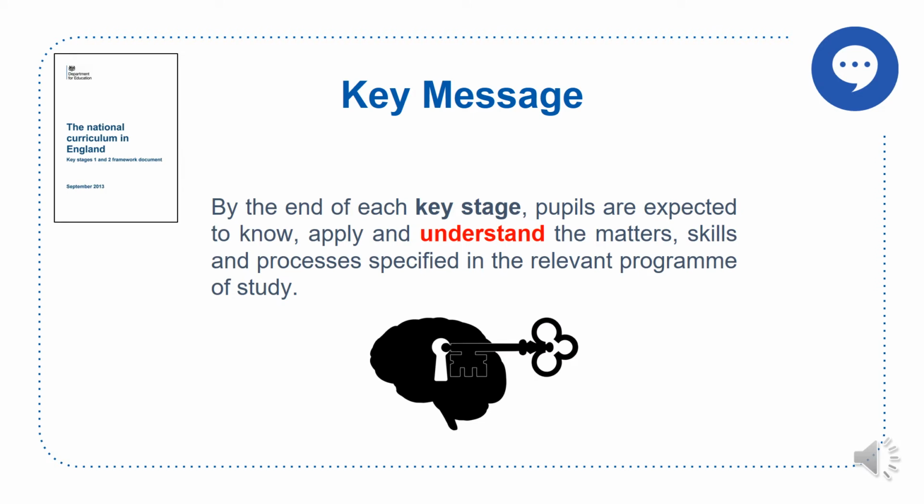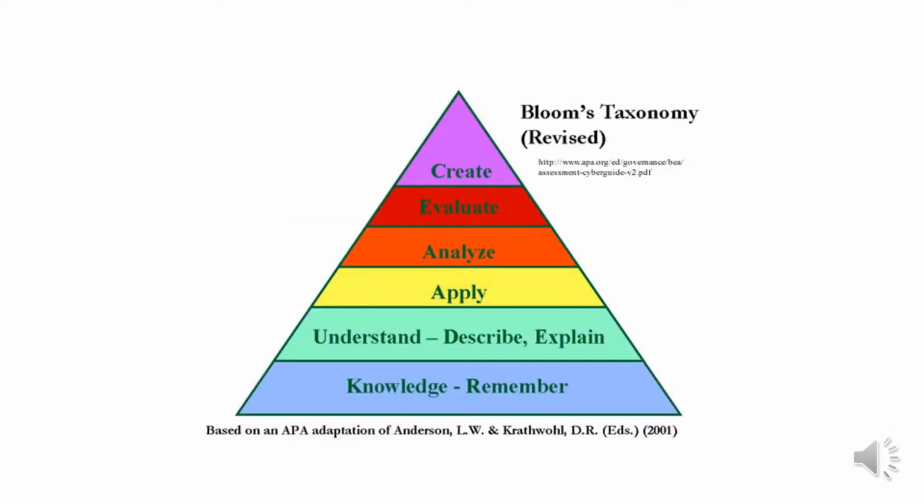For each subject in the primary national curriculum, including English and primary languages, we read this statement. By the end of each key stage, pupils are expected to know, apply, and understand the matter, skills, and processes specified in the relevant programme of study. This should be familiar to us from Bloom's taxonomy. It's not just about knowledge, but it's also about understanding and application.